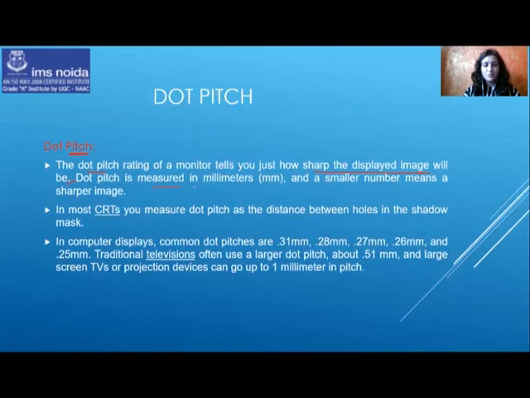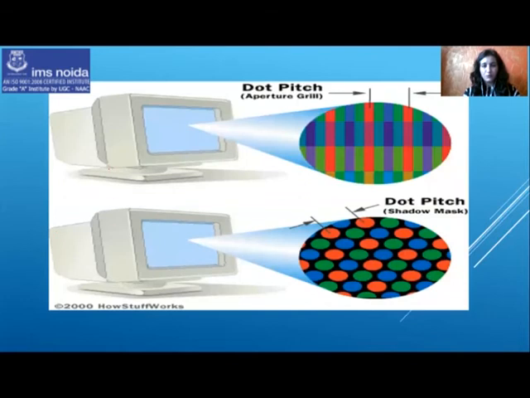Dot pitch is mostly measured in millimeters, right? The smaller the number, the sharper the image, right? In most CRTs you measure dot pitch as the distance between holes in the shadow mask. That thing we will discuss from this diagram. It will be more clear to you. Dot pitch, we can say, is the diagonal distance between the pixels in the image. The shorter the diagonal distance between the pixels, the more the resolution, the more the clarity of the image. That is called dot pitch, right?